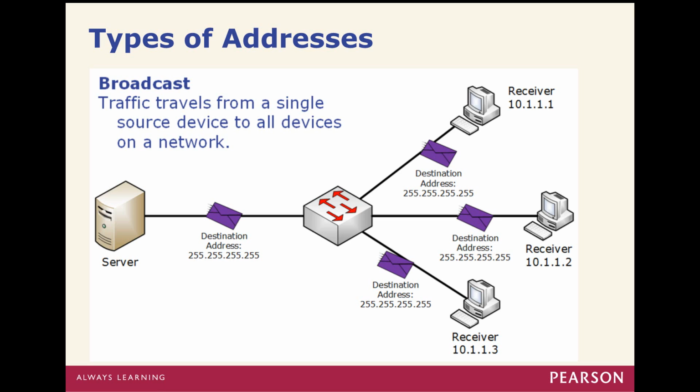Then we have a broadcast. A broadcast goes from a single source to every single device on the network. And you can tell that it's a broadcast packet because it uses this broadcast address, which is all 255s.